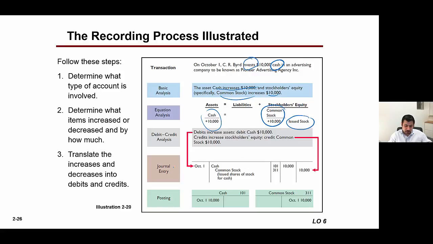Next, from this one we post it to the ledger. Here, as you can see, we have the debited account and the credited account, this is the amount that was debited, and this is the amount that was credited.